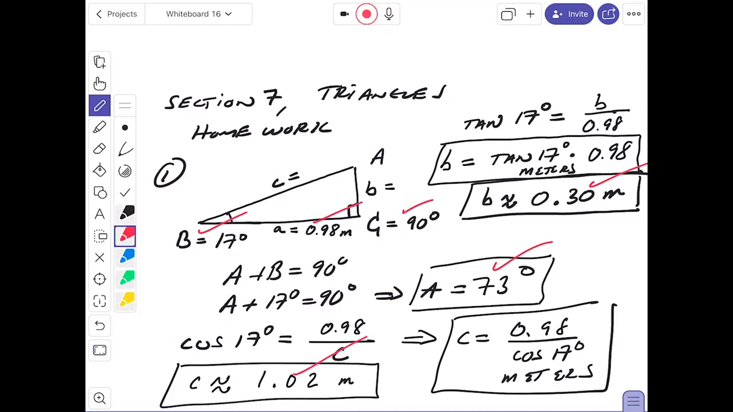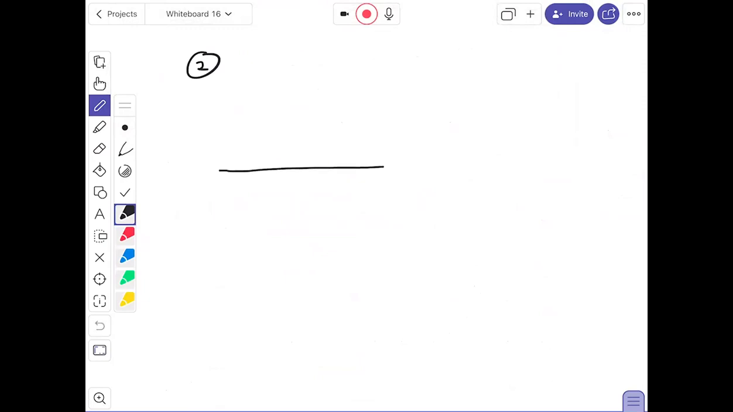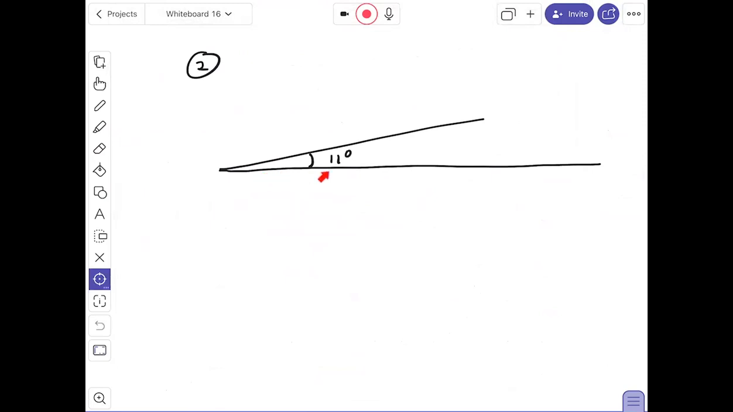I'm going to go to number 2 now. And number 2 says, an airplane leaves a runway. Its angle of climb is 11 degrees. So I'm going to put the runway down as being a level strip. And the plane leaves at an angle of 11 degrees from that runway. All right. It says the ground speed. I want to point out what ground speed is. The plane is doing this, of course, but its ground speed is this.